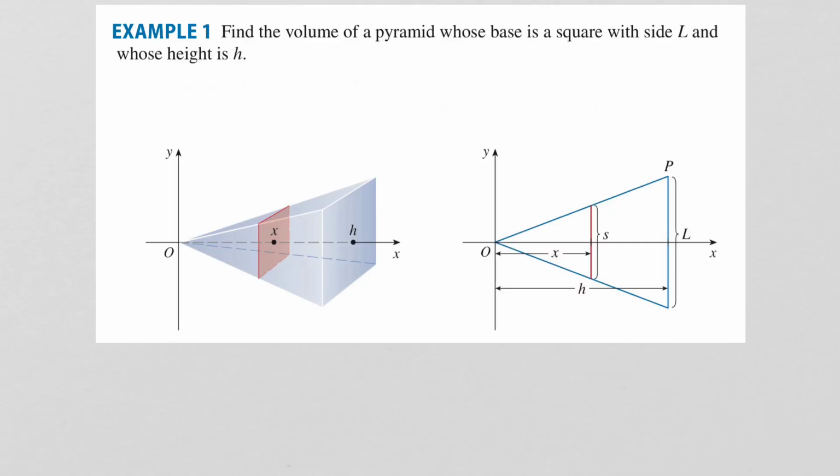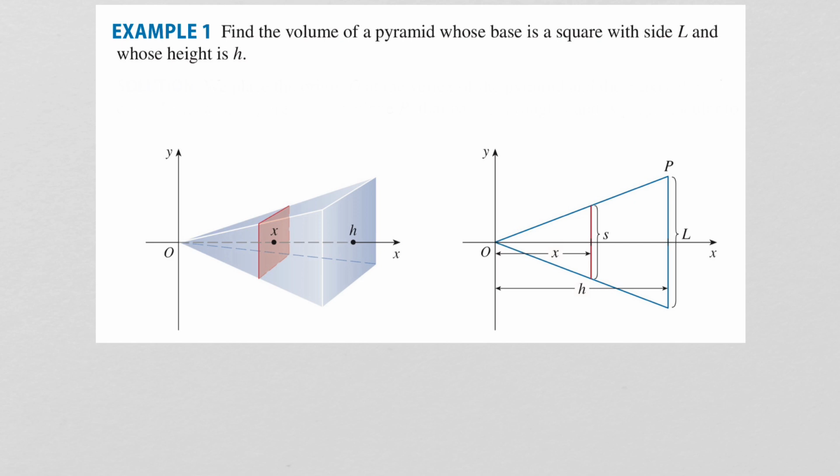Here we want to find the volume of a pyramid whose base is a square with side length capital L, and whose height is h. So h measures from the tip of the pyramid all the way to the base. Now you'll notice that this pyramid is turned on its side, and we do that on purpose because when you turn a pyramid on its side and you run along the x-axis, the cross-sectional slices of that pyramid are all squares.